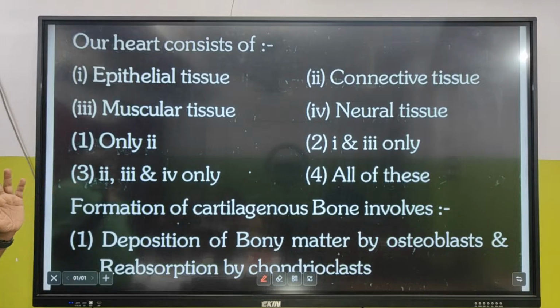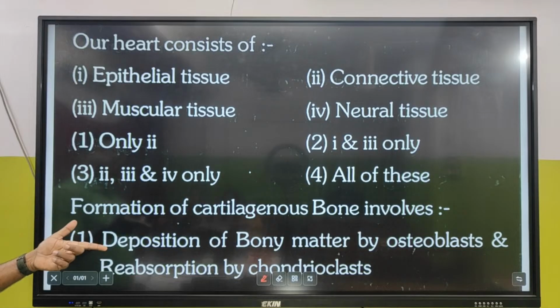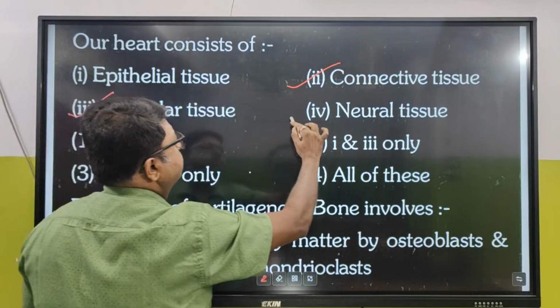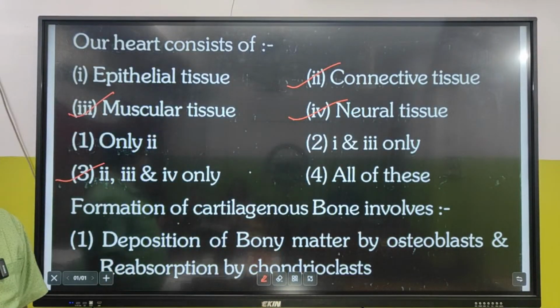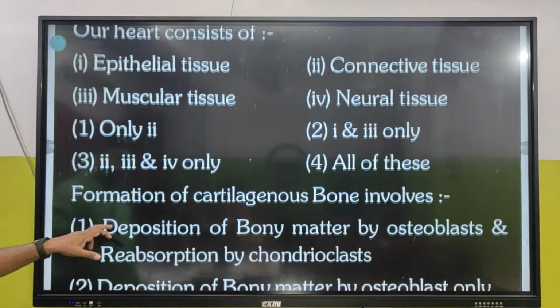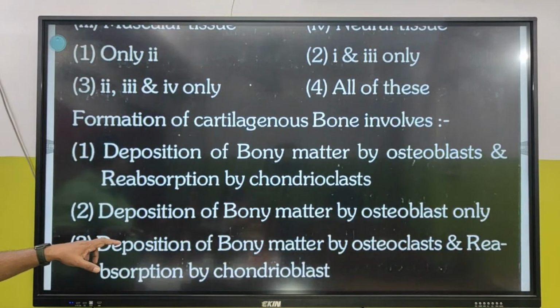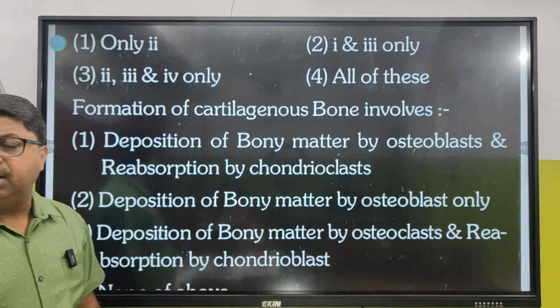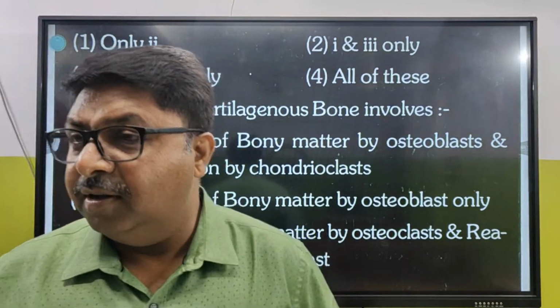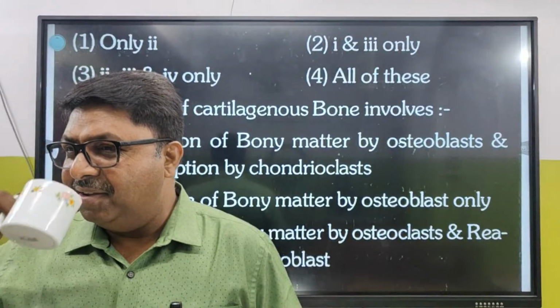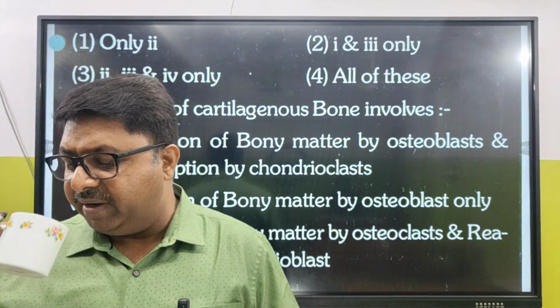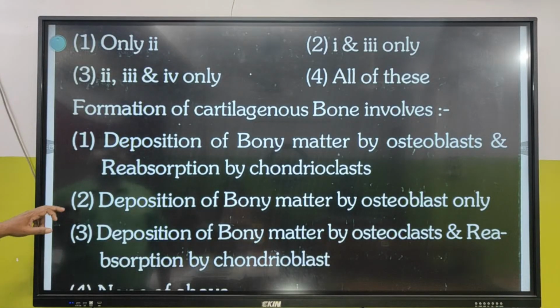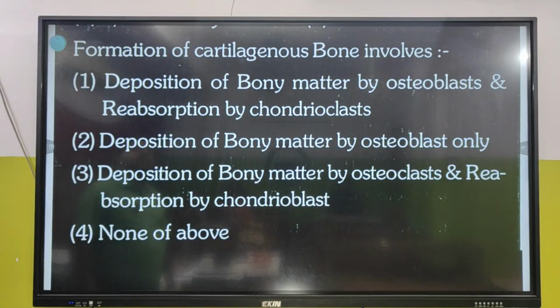Our heart consists of epithelial, connective, muscular, neural tissue. Think over it, take time. Connective, neural, 2, 3, and 4. Clear? Very good. As it is made out of muscles, so muscular tissue. Neural tissue is definitely there, and it is connected, so connective and neural. Neural means the heart is connected with which part of the nervous system? Sympathetic increases, parasympathetic reduces the heart rate. The vagus nerve. Okay.